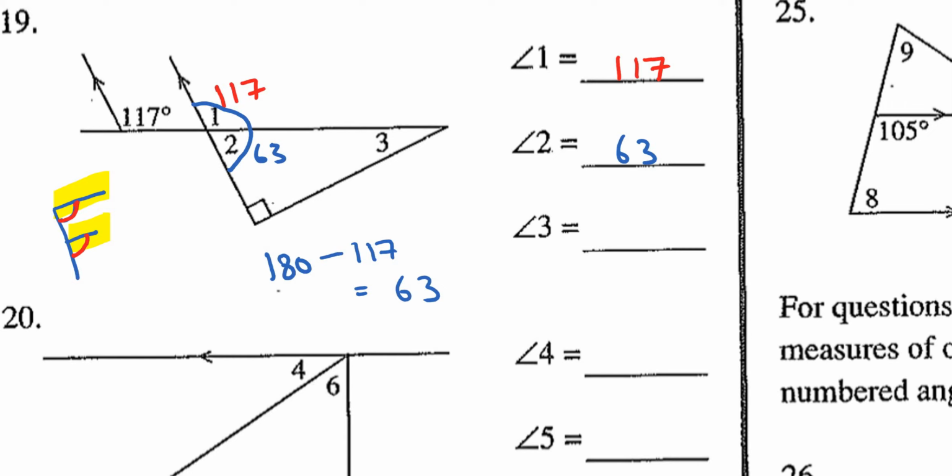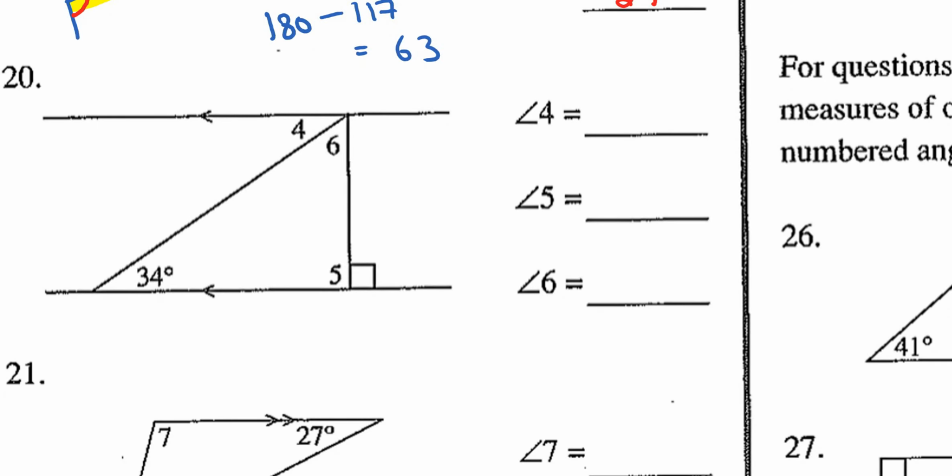And we know that this right angle here is going to be 90 degrees. And then for angle number 3, we can simply do 180 minus 90 minus 63. And that's going to give you 27 degrees as a final answer for angle number three there. Okay, let's move on to question number 20 here.